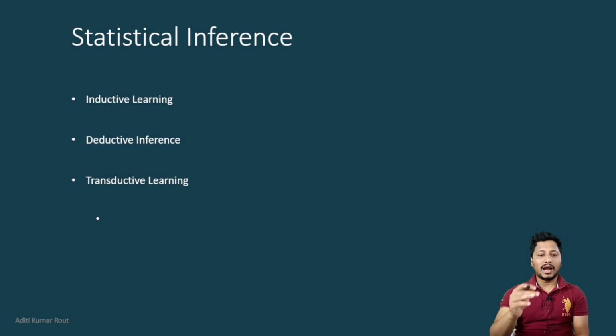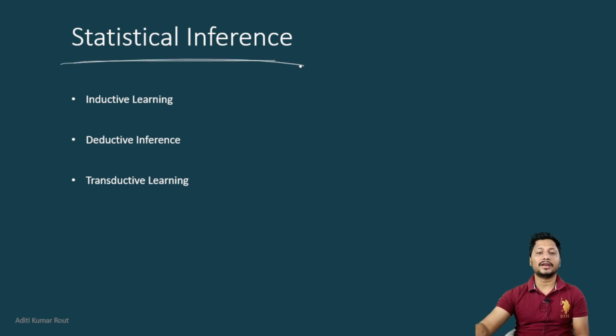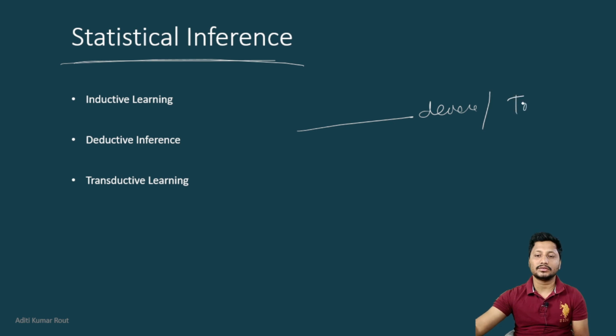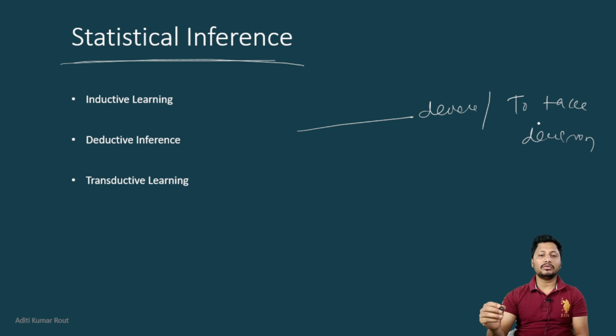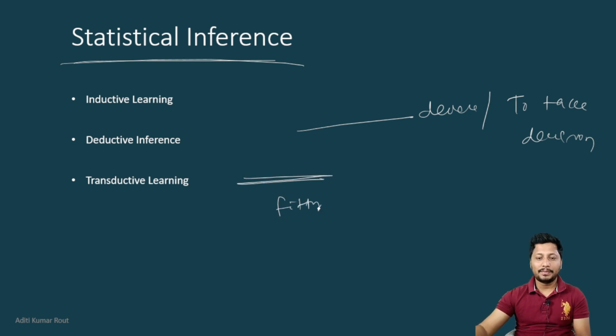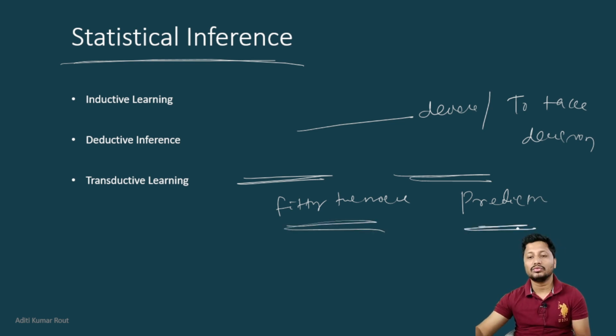Then my third scenario here is statistical inference. Inference is a term related to deciding something, to taking a decision. In machine learning, two types of inference happen at a time, within a particular model. The first inference is fitting the model, and the second is prediction. These are the two types of decisions we take within any machine learning model.